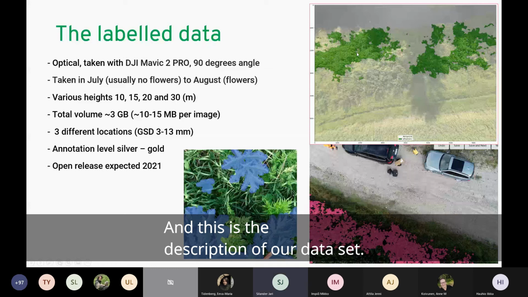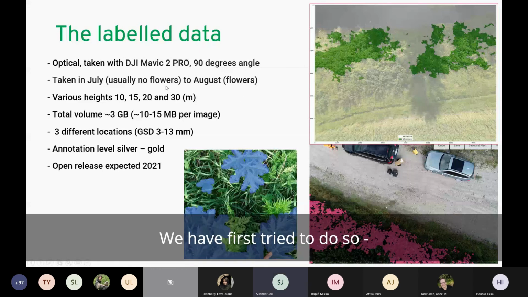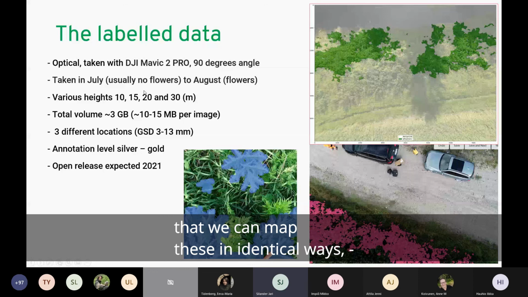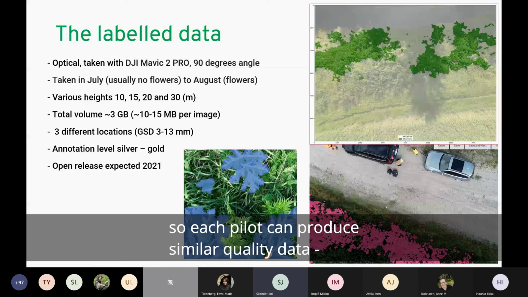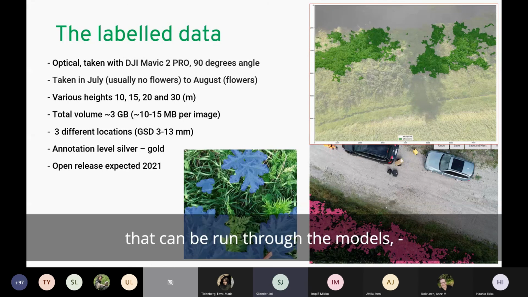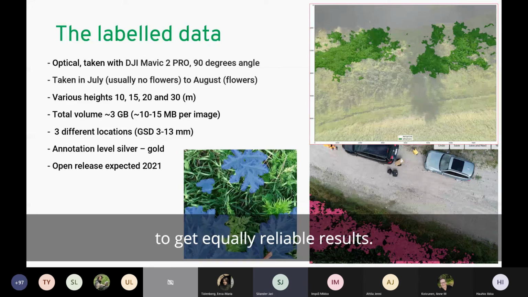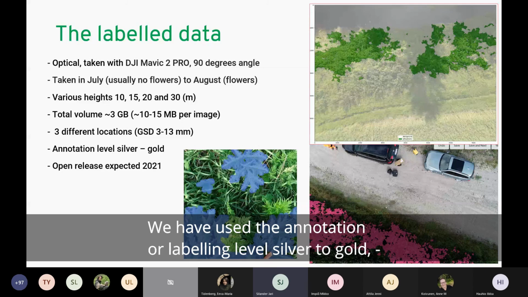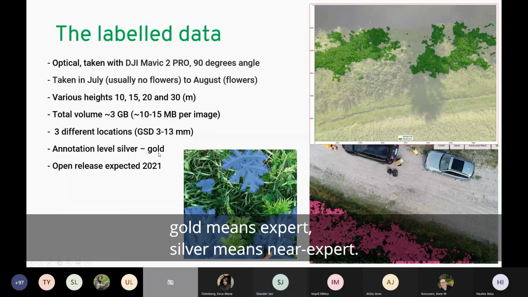And this is the description of our data set. So we have first tried to map these in an identical way, so that each pilot can produce similar quality data that can be run through the models and get equally reliable results. And we have used annotation or labeling levels silver to gold. Gold means expert, silver means near experts.